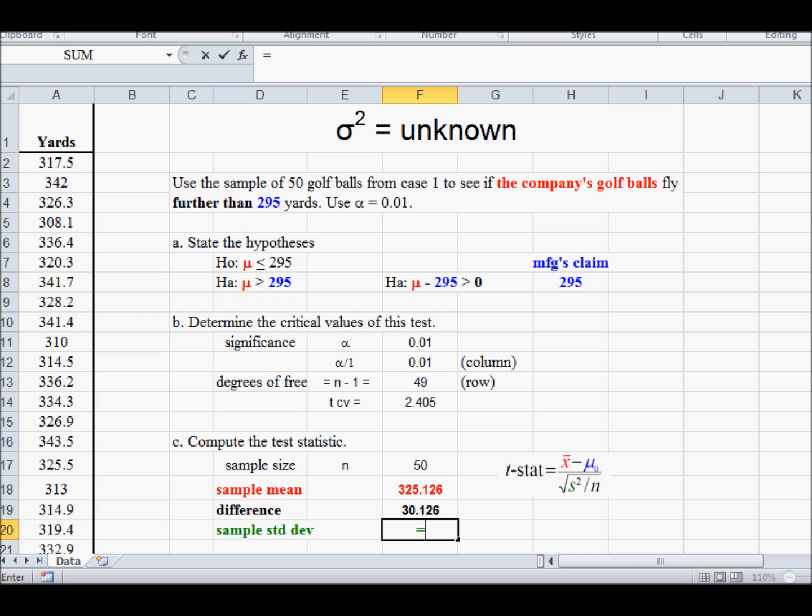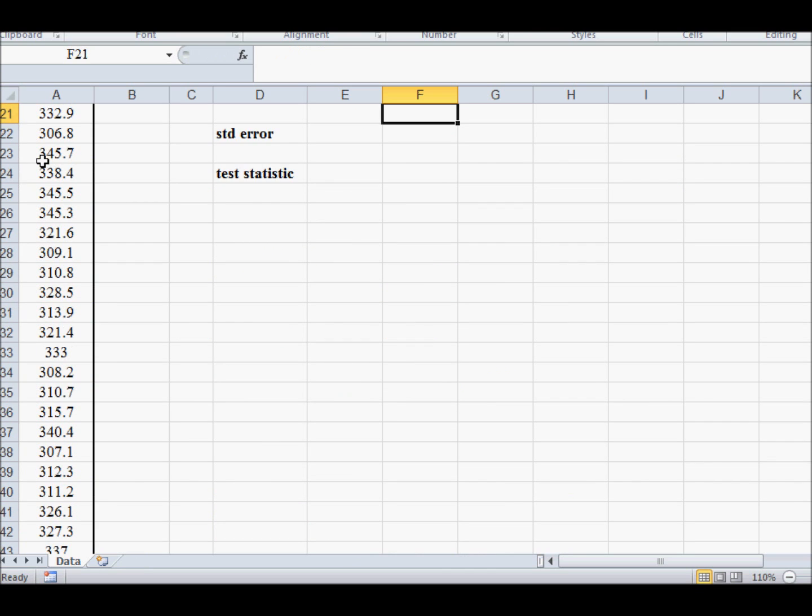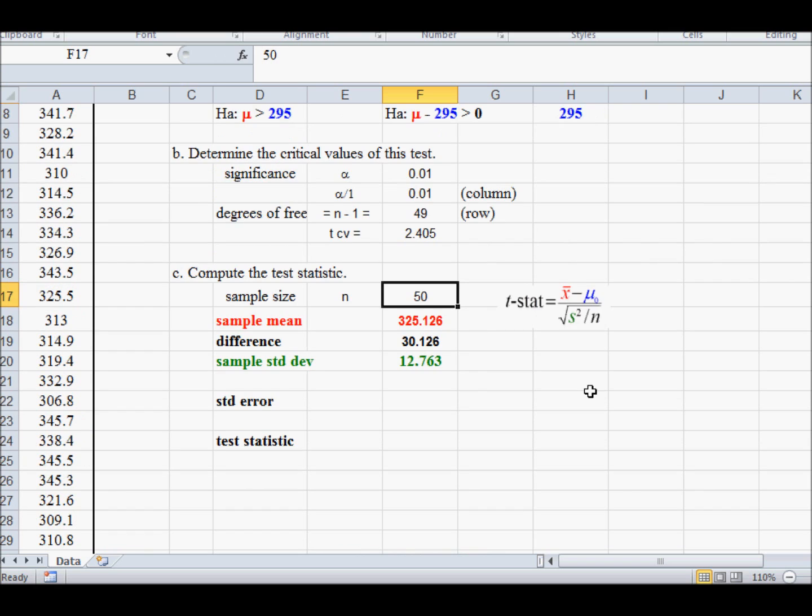Now, the sample standard deviation is the estimate of the population standard deviation. And we compute it in Excel by typing =STDEV.S. Remember to put an equal sign in front of it. Highlight the data, and then hit enter. We do .S because sample. If this were .P, we'd be doing the population standard deviation.